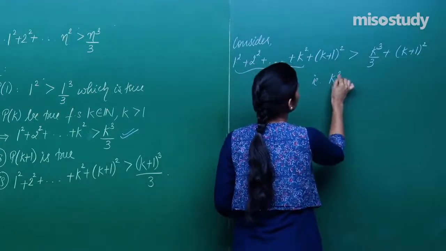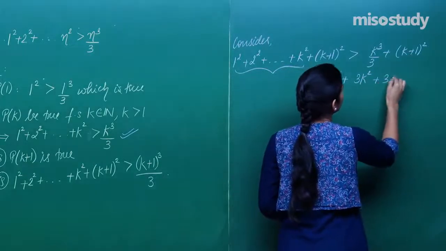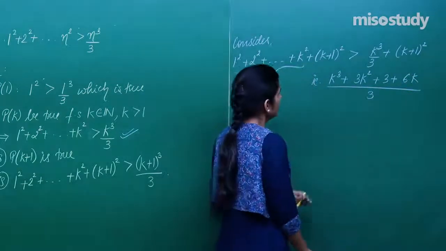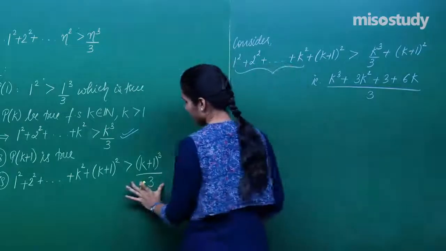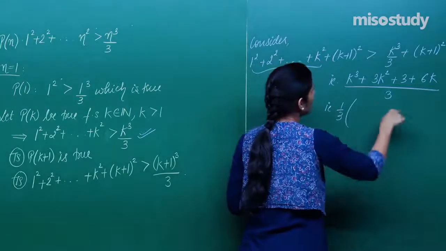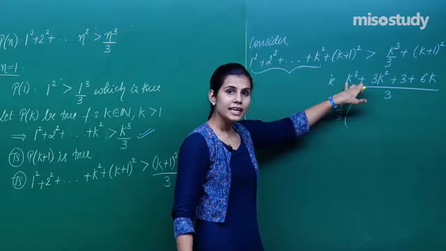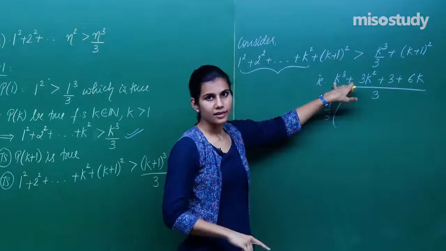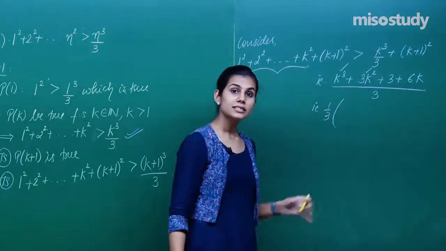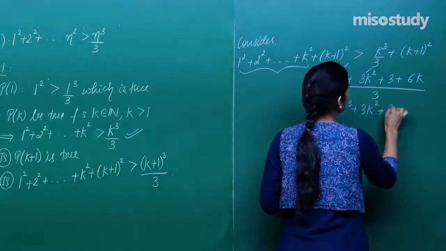So you get k cube plus 3k square plus 3 plus 6k, whole upon 3. I want (k+1) whole cube by 3. By 3 is already here. Somehow I want (k+1) whole cube. What is (k+1) whole cube? It is k cube plus 3k square plus 3k plus 1. So 3k square and k cube are already there. Plus 3k plus 1 I need.